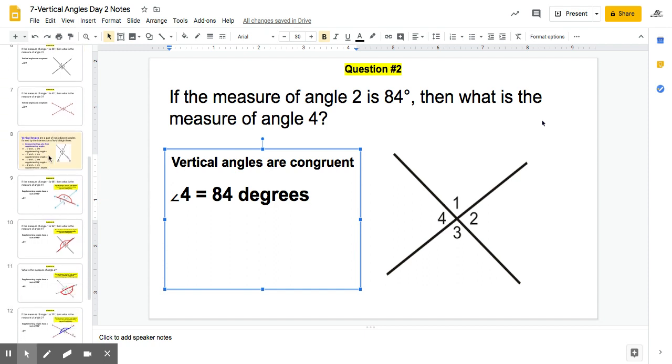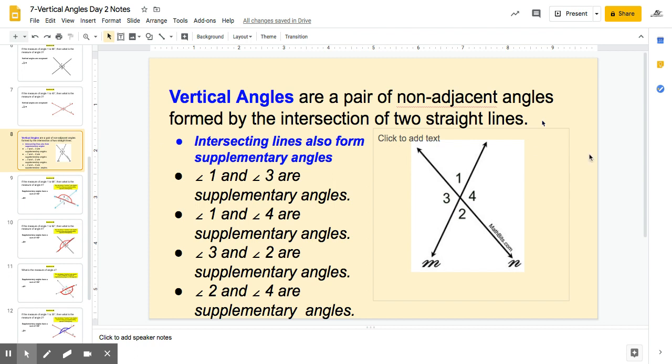But now we're going to look at some other types of vertical angles. Now, as I said before, vertical angles are a pair of non-adjacent angles. That word non-adjacent, again, is just another fancy math word that means they're not right next to each other. Like angle 1 and angle 3 are right next to each other, so they're not vertical. Vertical angles have to be on opposite sides of each other.